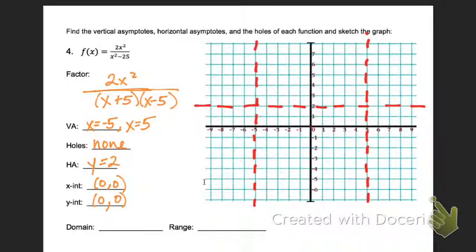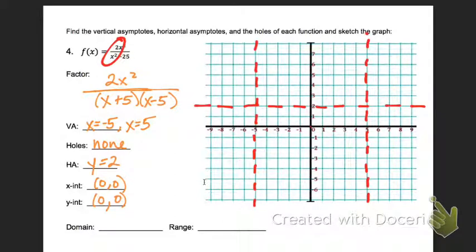No, don't graph it yet. I just graphed the asymptotes. Wait, I thought the equations were the same. They are the same. So then why do you have y equals 2? Because you divide the coefficients. 2 over 1 is 2.